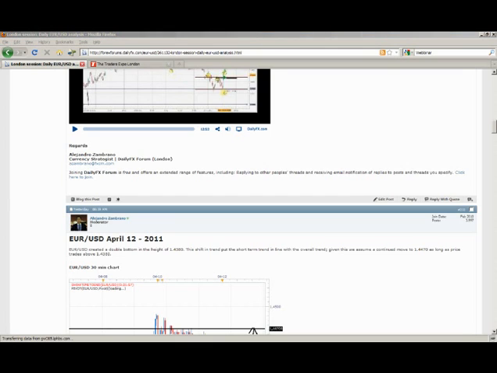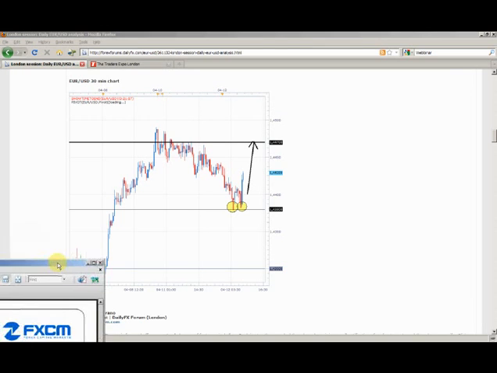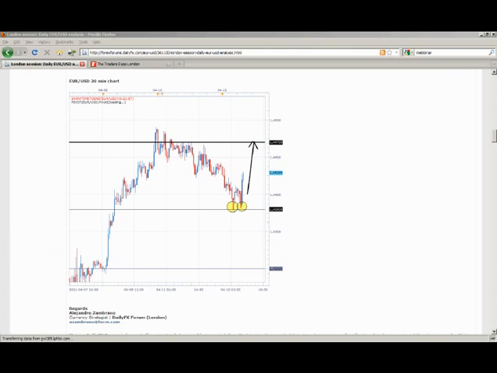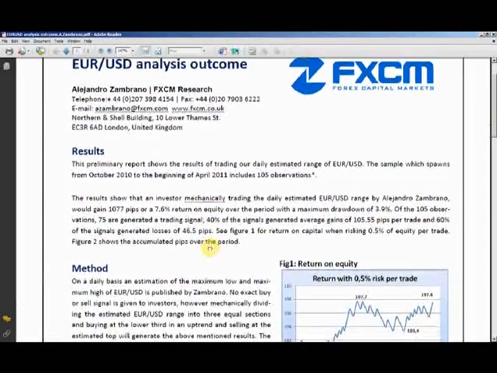And before we actually finish, I'm going to show you an outcome of the actual system. It's not the actual system, but it shows you roughly what to expect if you trade with a low risk following the guidelines which I just gave you. So this is some results.